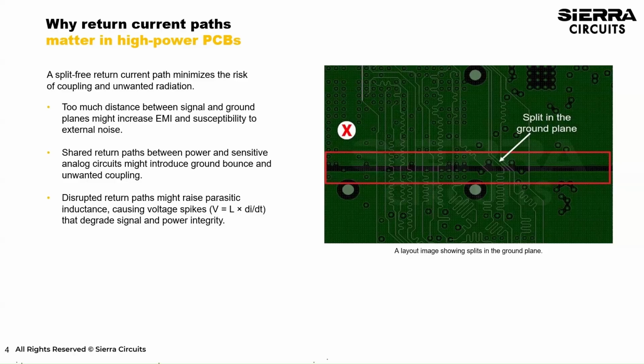Another common issue is sharing return paths between high current switching circuits and sensitive analog circuitry. This often introduces ground bounce and unwanted noise coupling, affecting your circuit stability. Every discontinuity also adds parasitic inductance. During fast switching, even a small amount of inductance can generate significant voltage spikes which degrade both signal integrity and power integrity.